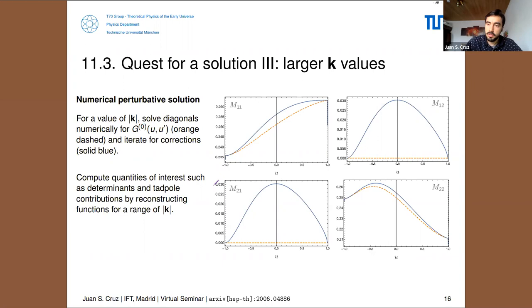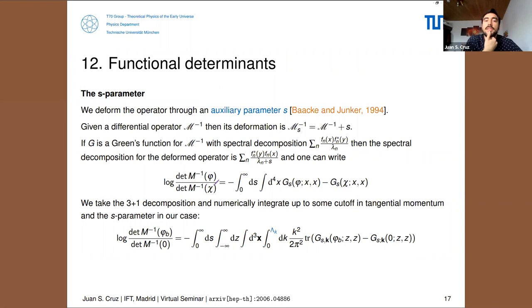and now we can just compute the quantities of interest. So the first thing that we have to compute is the log det terms that appear explicitly in the effective action. These we do by means of these spectral methods. So we expand or deform our fluctuation operator with a parameter S. So we essentially add S times the identity.